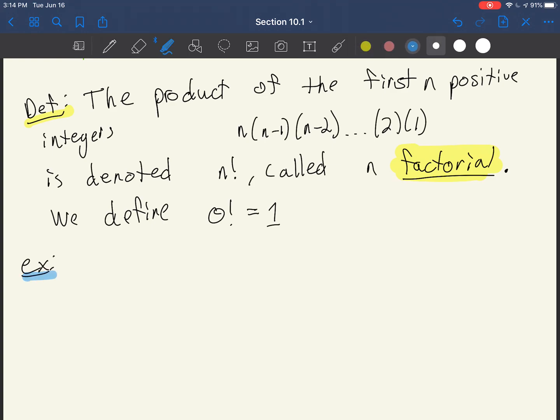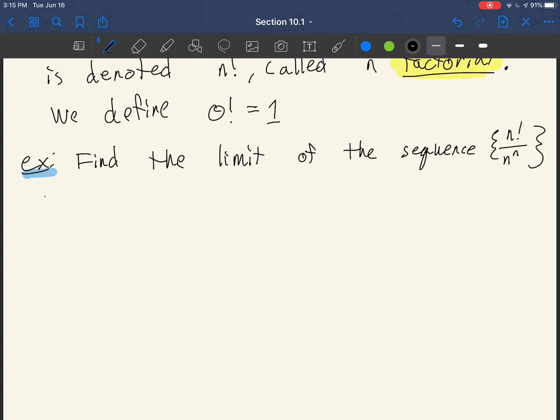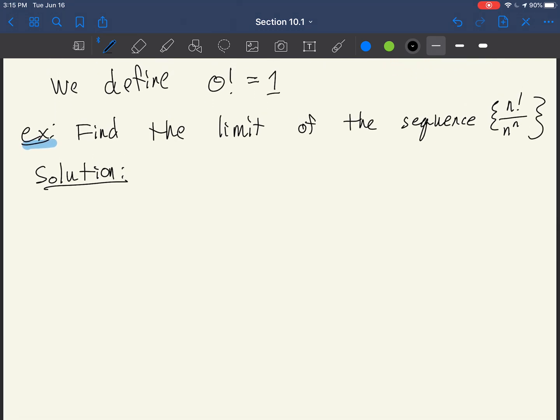So, example, we can find the limit of the sequence n factorial divided by n to the n. So this one's going to be a little bit harder because we haven't talked about how to find the limit of an n factorial, or n to the n. So we're going to have to do something a little bit different than just trying to take this limit. So let's investigate a little bit.